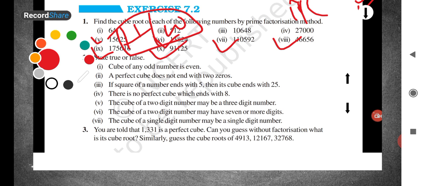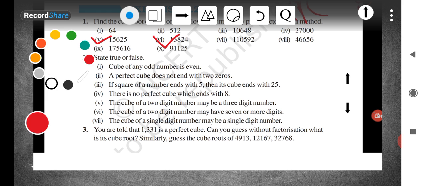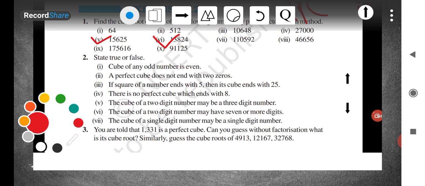Now question number 2 is given here. It says state true or false. Cube of any odd number is even. So this is false. In the introduction part I have explained that the cube of an odd number will again be odd only. So this answer will be false.